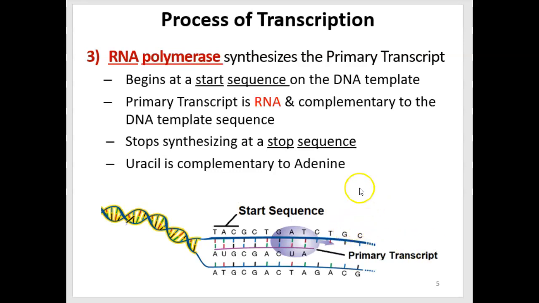So the RNA polymerase continues synthesizing the primary strand until it reaches a stop sequence. And as it synthesizes, it puts uracil where you would think thymine would go. So uracil is complementary to adenine in RNA.